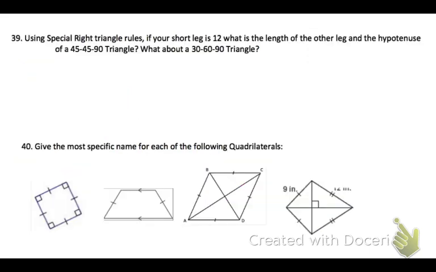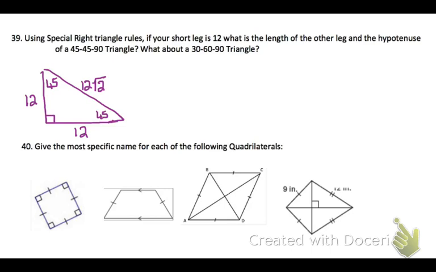39. Use special right triangle rules. If your short leg is 12, what is the length of the other leg and the hypotenuse of a 45, 45, 90 degree triangle? Well, the first thing, of course, I'm going to ask you to do is to draw a 45, 45, 90 degree triangle. And then it says the short leg. Well, we know on a 45, 45, 90 that both legs have to be the exact same length. And we also know that the hypotenuse is the leg times square root of 2. So my hypotenuse here would be 12 square root of 2.